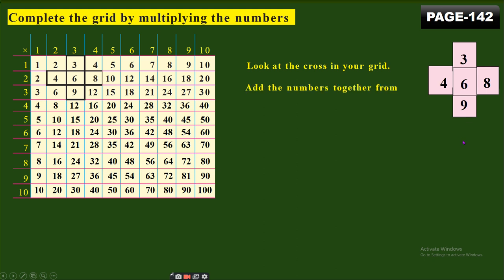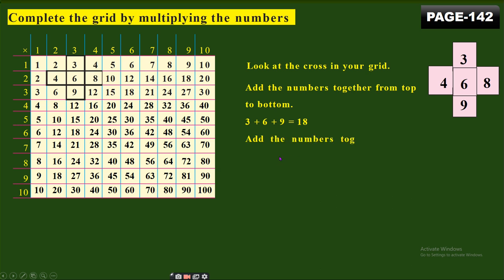3, 6, 9 and 4, 6, 8. Add the numbers together from top to bottom. Top to bottom, that means top 3 to bottom 9. So top se leke bottom ka jo number hai usko add karna, that means 3 plus 6 plus 9. So 3 plus 6 plus 9 equals 18.